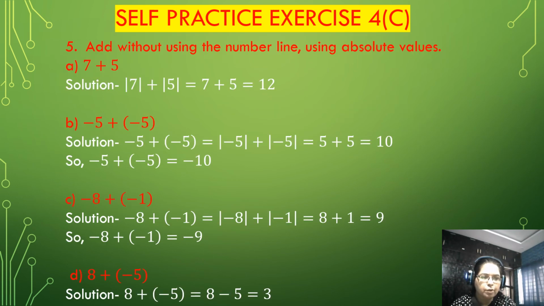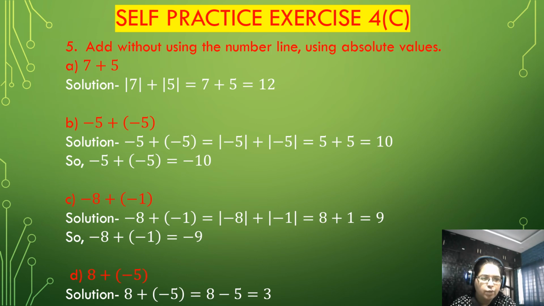Now we solve question number 5. Question number 5 is add without using the number line, using absolute values. First bit is 7 plus 5. Both are positive integers, so add these numbers without sign. 7 plus 5 is 12, and 12 is positive.